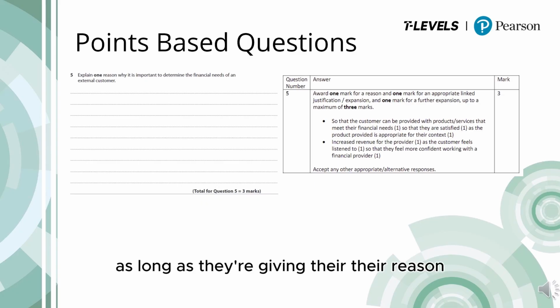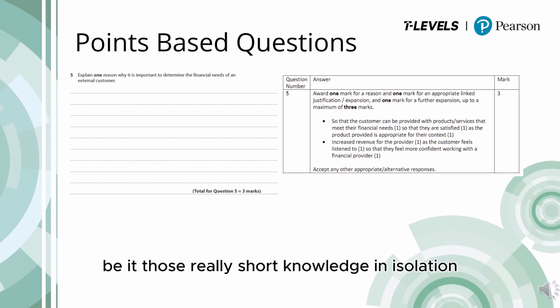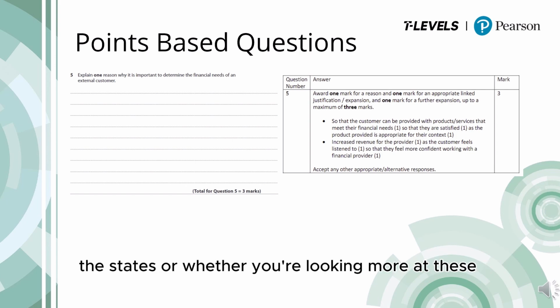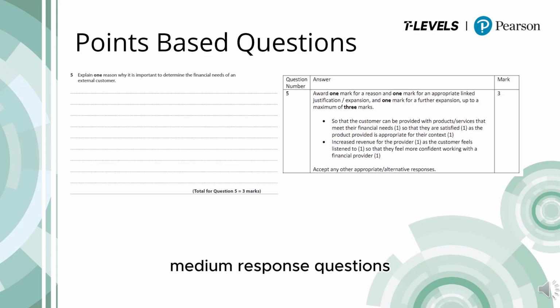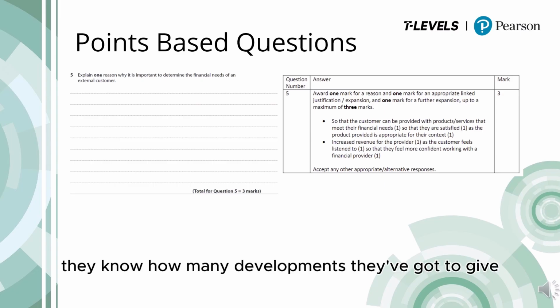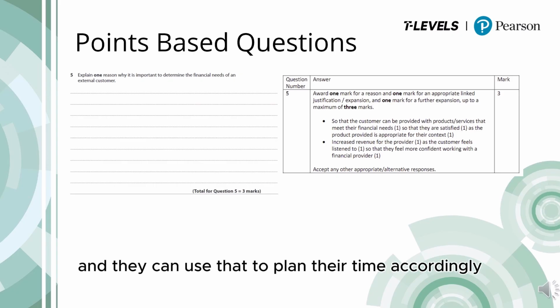As long as they're giving their reason, and then an appropriately linked justification, and then a further expansion, they'll get a mark for each of those. So it's a good way to teach them strategy when you're looking at these points-based questions, be it those really short knowledge in isolation, 1 mark, 2 marks questions at the start with the give, the name, the state, or whether you're looking more at these medium response questions where they're explaining and they're 3 marks. Because then they've got a strategy, they know what they've got to do, they know how many developments they've got to give or how much they've got to write, and they can use that to plan their time accordingly.